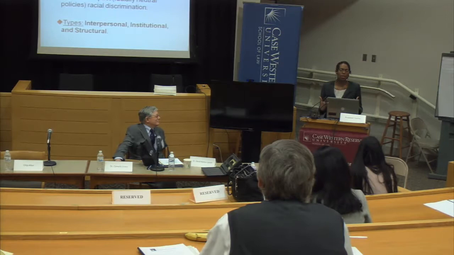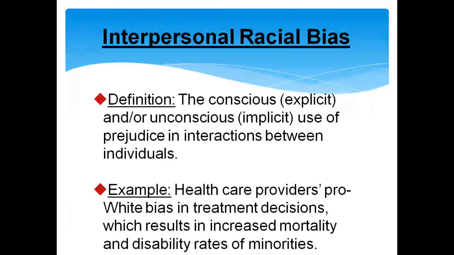There are three types of racial bias. One is interpersonal bias. So we see prejudice in interactions between individuals, and this can be between healthcare providers and their patients. It could be just patients experiencing racial bias that affects their health. And there is a new study of that actually called epigenetics, where you can see that stress can change you at a cellular level, and you can pass those changes on to your children.